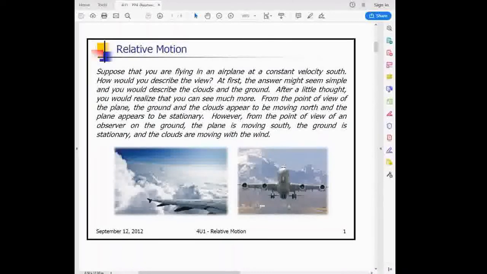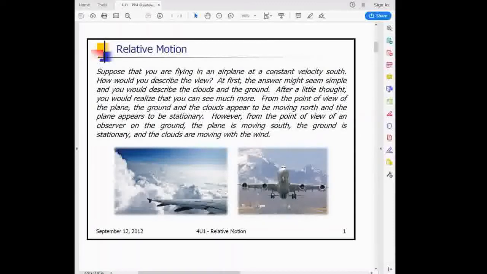And if you've flown in an airplane before, you might have noticed that when you look outside the window of an airplane, it appears as if the clouds are moving very fast. And when you look at the motion inside the airplane, it's as if the plane itself is stationary and the clouds are just moving around it.